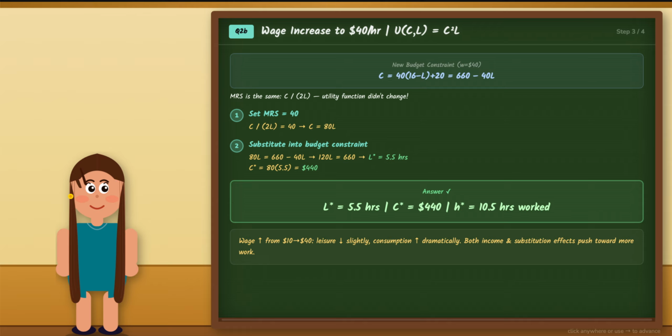My mistake, I left this blank too, so the method never changes. Only the numbers in the budget constraint update when the wage changes.